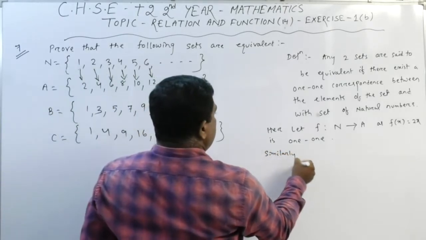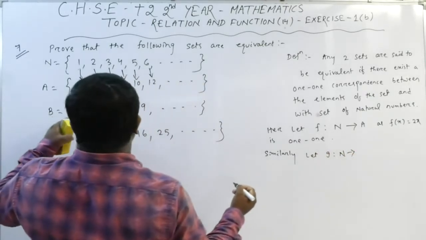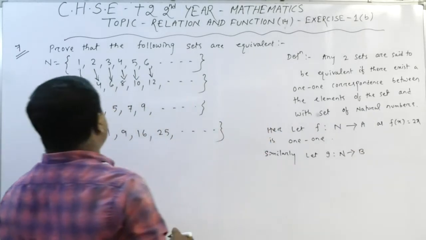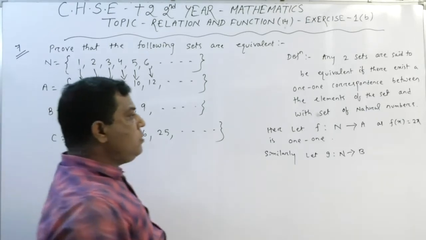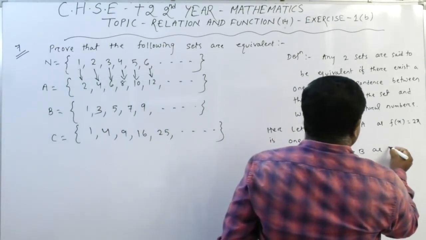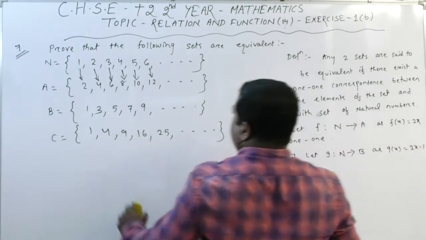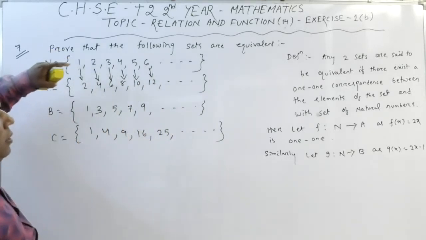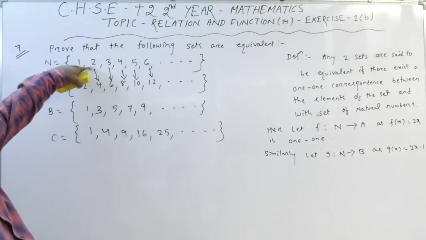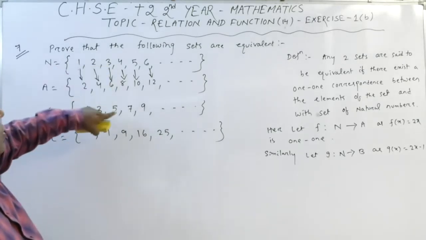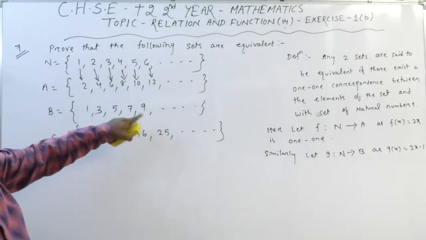we can say, let G be the function from the set of natural numbers to set B. You can tell me, my dear students, think how the function should be defined so that it is 1-1. Suppose G of x is 2x minus 1. If you go for 2x minus 1: 2 times 1, 2 minus 1, that is 1. 2 times 2, 4 minus 1, that is 3. 2 times 3, 6 minus 1, that is 5. 2 times 4, 8 minus 1, 7. 2 times 5, 10 minus 1, that is 9.